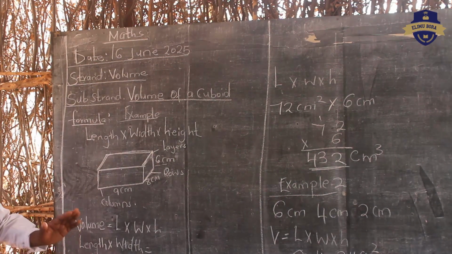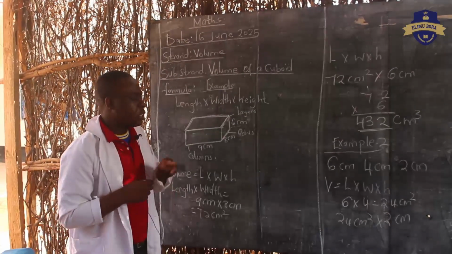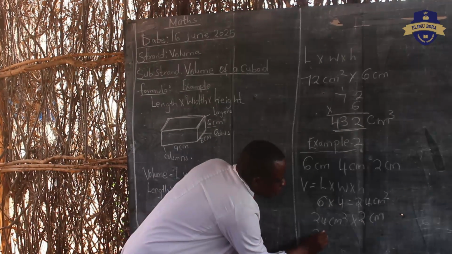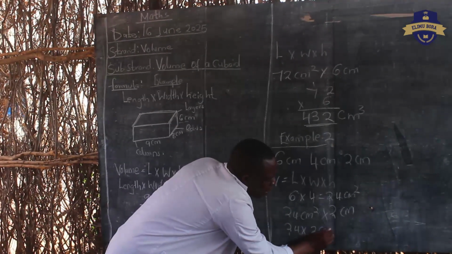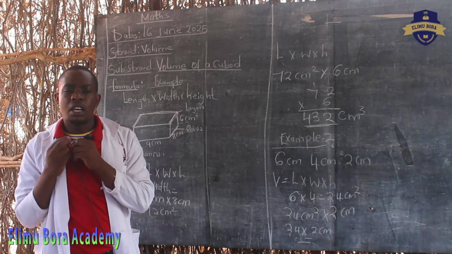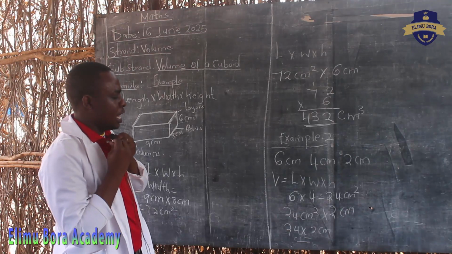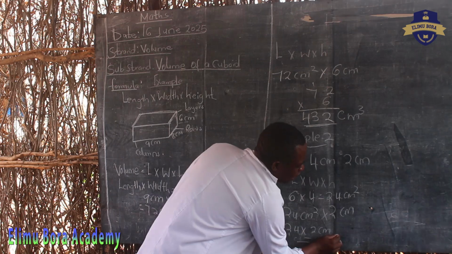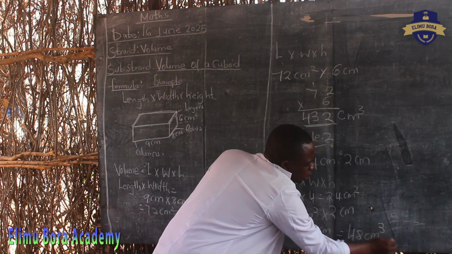So the last one is 24 times 2 centimeter. What is the final answer? 48. The final answer is supposed to be 48, so our final answer is 48 centimeter cube.